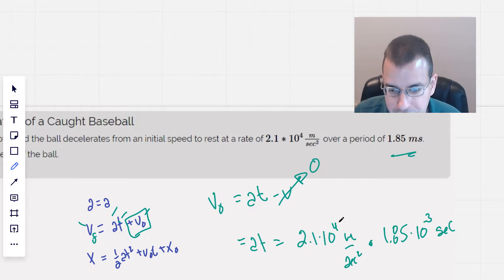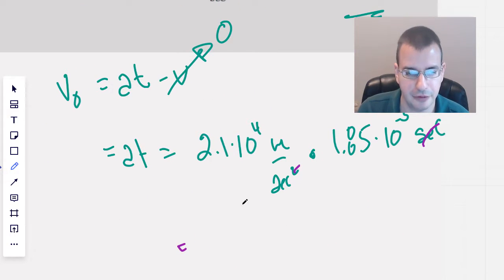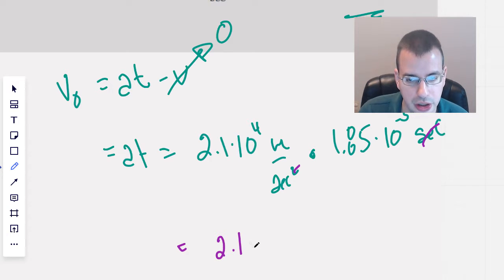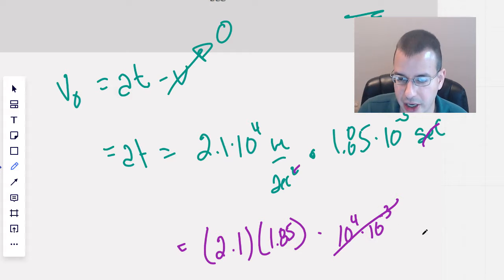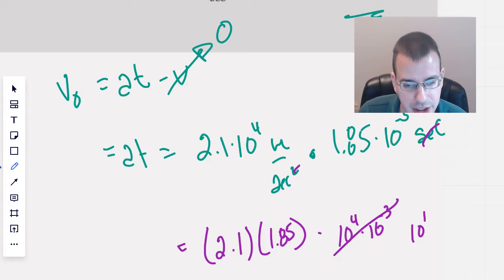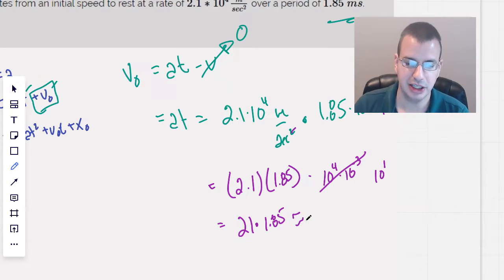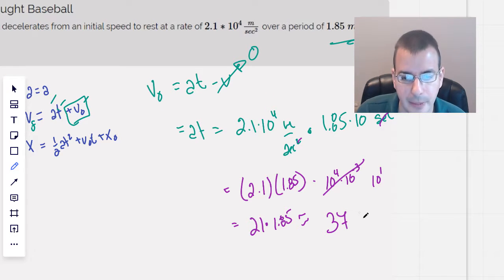And so one of the seconds will cancel, and we're left with 2.1 times 1.85 times 10 to the fourth times 10 to the negative third. When these powers combine, they get 10 to the first, which is just 10. So I'll do 21 times 1.85, which will be about, let's say, 37. And that will be in meters per second.